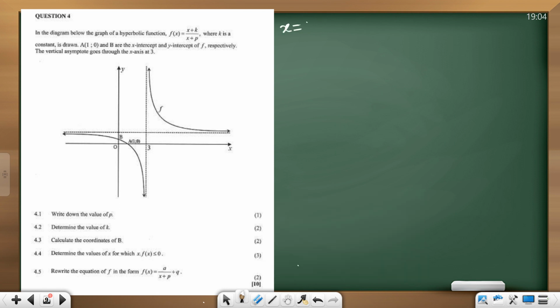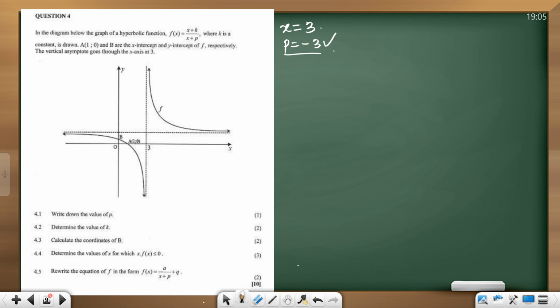Asymptote. X equals to what? 3. But that's not what I'm looking for. I'm looking for the value of what? P. I know the sign has to what? What is P? Negative. When it's negative 3, it's going to give me X as what? The examiner is waiting for you to omit that negative.